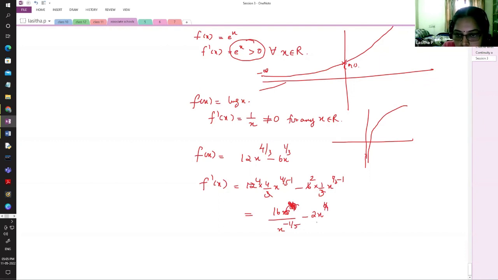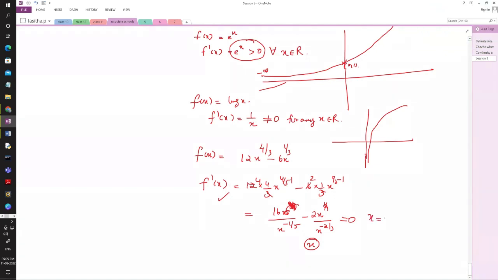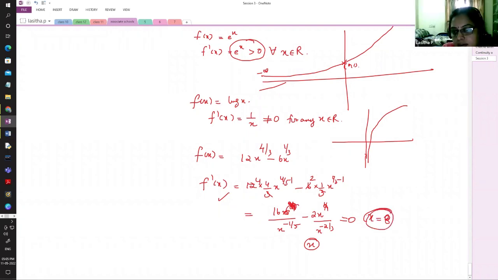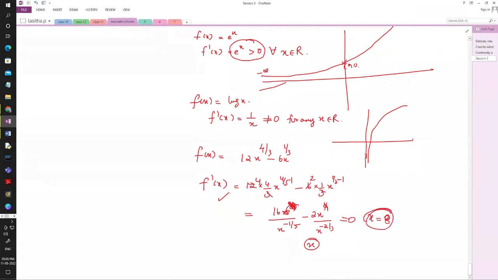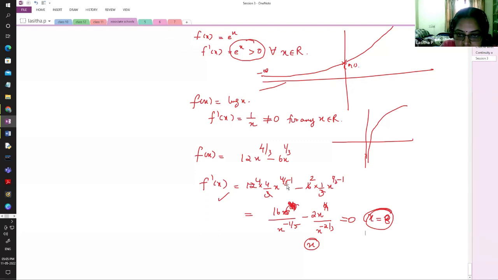That term x comes to the denominator as x to the power 2 by 3. So when they equate to 0 to find x, the does not exist case will come. f dash x does not exist when x is equal to 0. That point has to be explained; they usually miss it. Madam, first differentiation of x to the power 4 by 3 minus 1 is x to the power 1 by 3, madam. Sorry, here it becomes minus 1 by 3. Minus 1 by 3. Yeah.